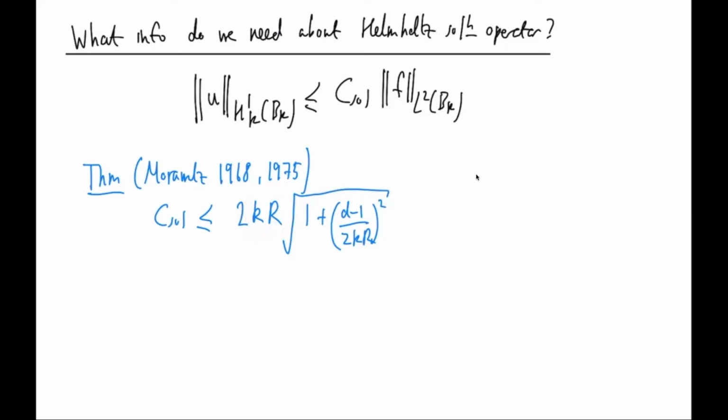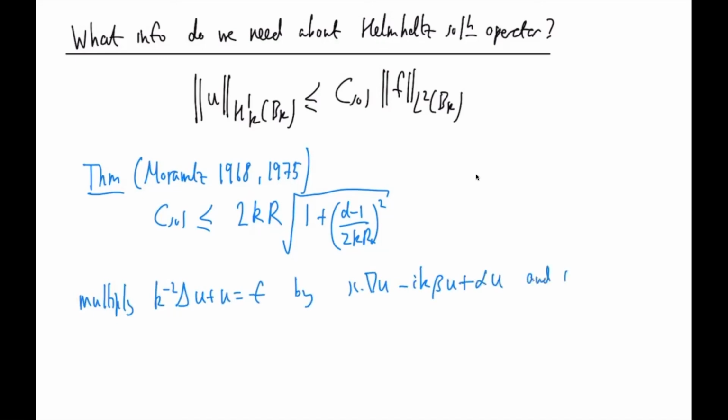How you prove this is a very nice argument. You multiply the Helmholtz equation by a carefully chosen test function: multiply it by x dot grad u minus ikβu plus αu, for some α and β that you then have to choose, and you integrate by parts.